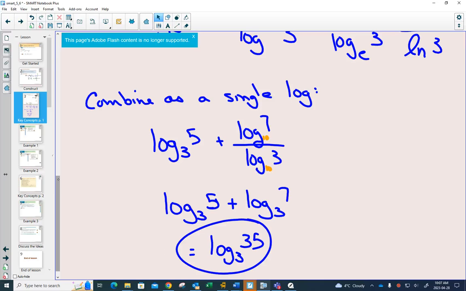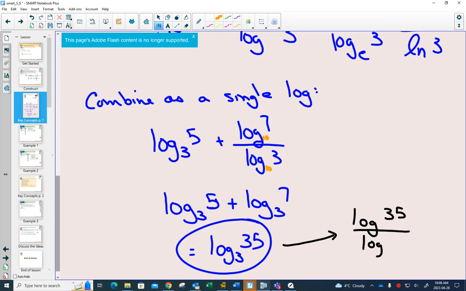What does that mean? That means now I can combine it to a single logarithm, log base 3 of 35. And of course, if I wanted to quickly evaluate this on my calculator, I could use the change of base theorem again and type in log of 35 divided by log of 3.